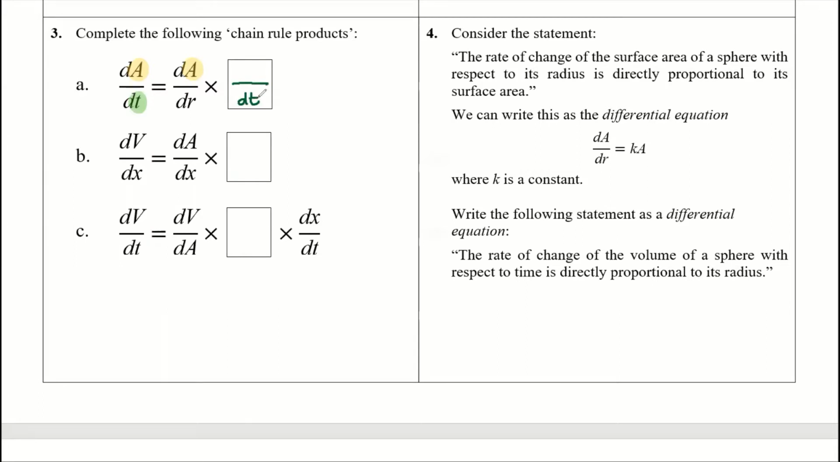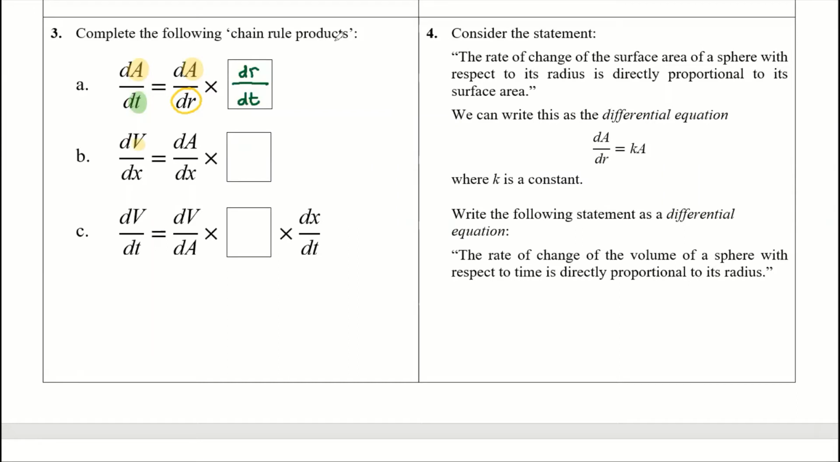Okay. In order to create that, I've got to cancel the dr, which we can see right here. I've got to cancel that out. The only way I can cancel that out is by putting a dr in the numerator. So my chain product, as I've decided to call it, is dA by dr multiplied by dr by dt. Okay, so I hope that makes sense. Now in the second one, if you didn't get that, by the way, first time round, have a go now. Pause the video and try it again and see if you can do it this time.